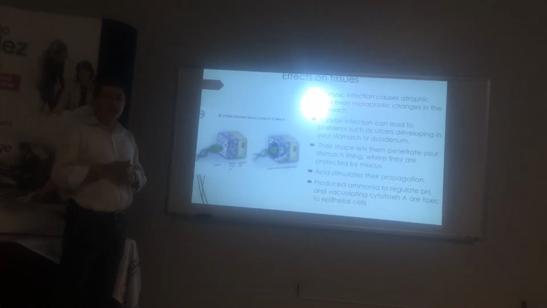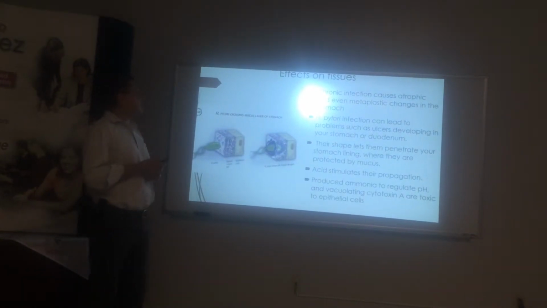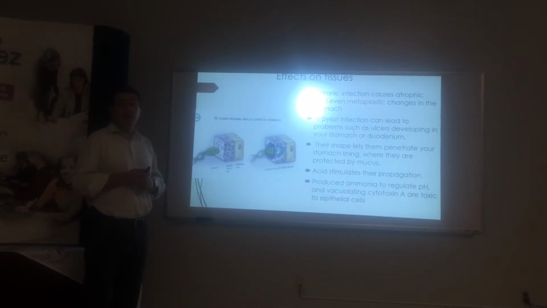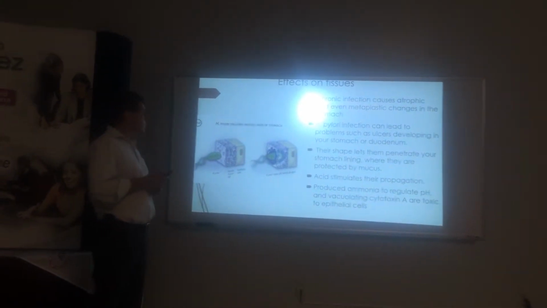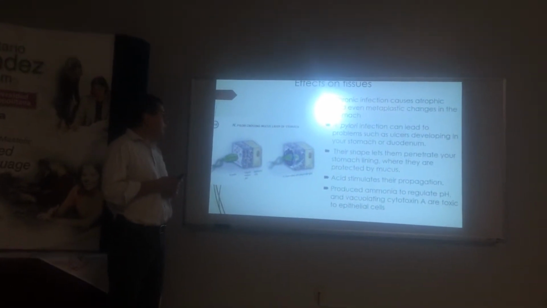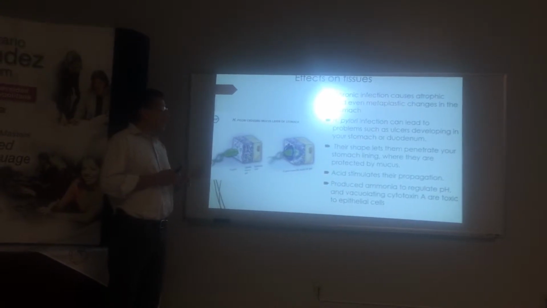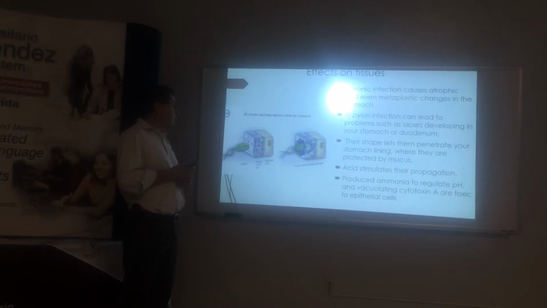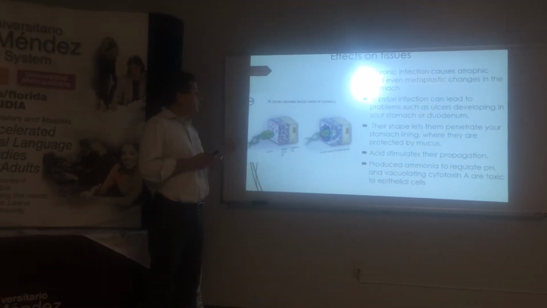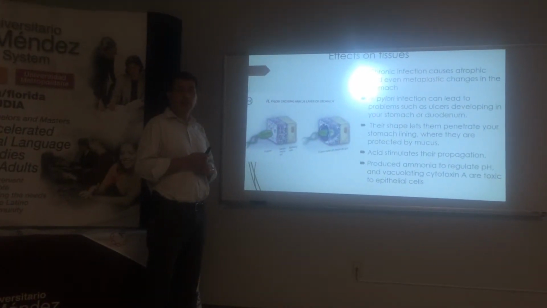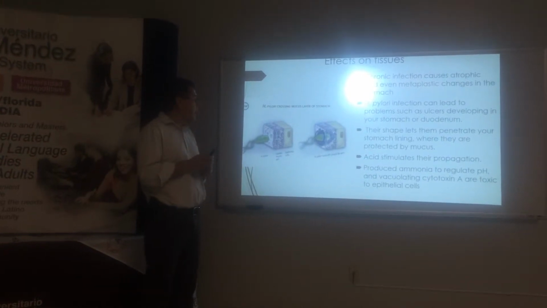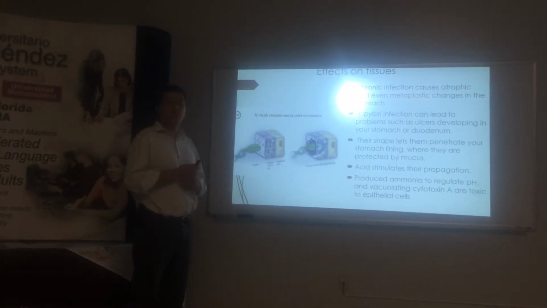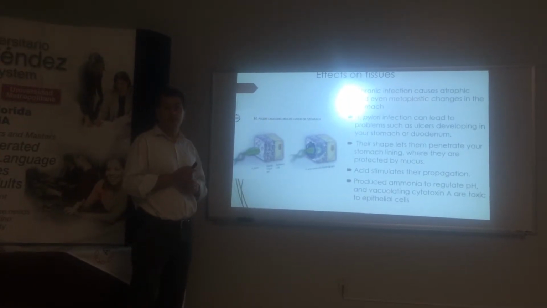A chronic infection causes atrophic and even metaplastic changes in the stomach, and can lead to problems such as ulcers in the stomach or duodenum. Something interesting is that the acid stimulates their propagation, and they produce ammonia to regulate the pH where they are surrounded, and vacuolating cytotoxin, and both things are toxic to epithelial cells.